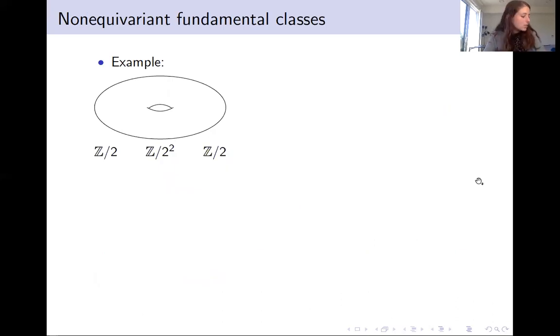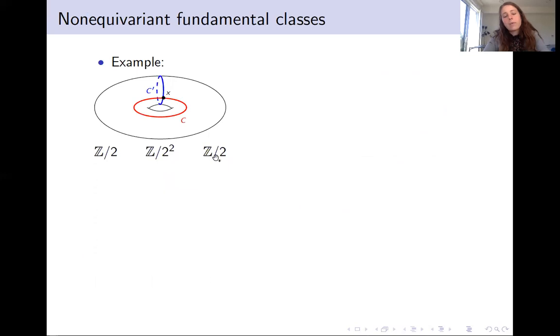Okay, let me remind you how we do this in the non-equivariant setting. So here is just a torus, no action, just a non-equivariant torus. Its singular cohomology is Z2 in degree 0, Z2 squared in degree 1, and then Z2 in degree 2.